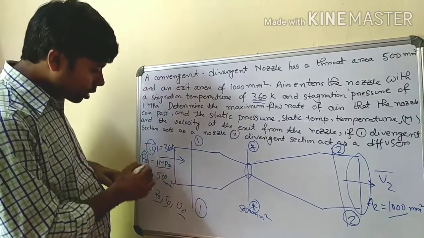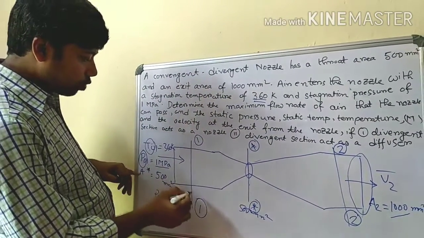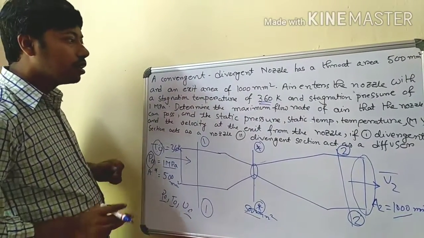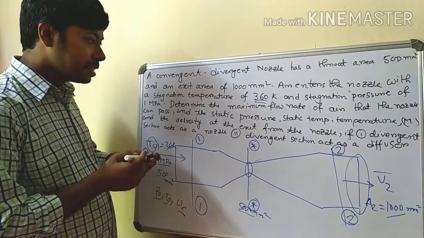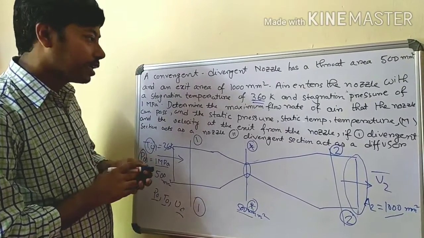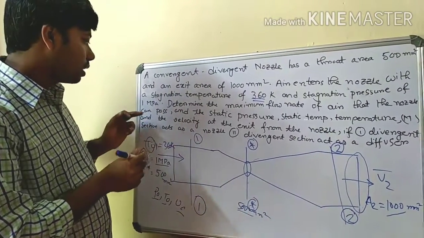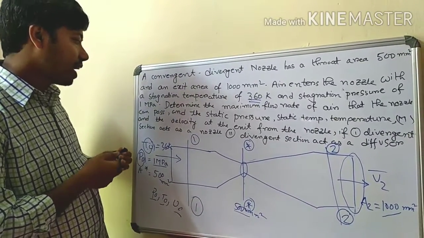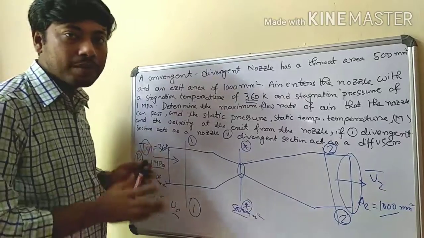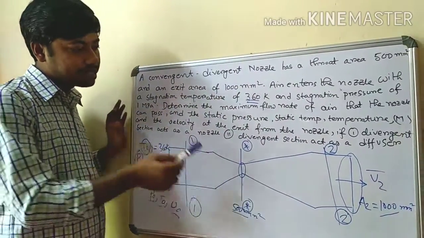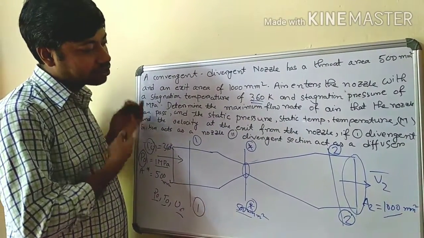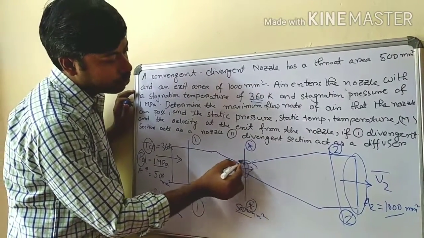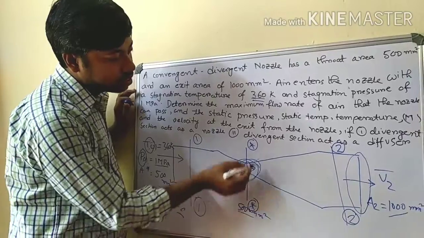And the value of A star, meaning the throat area section, is 500 millimeter square. Now you have to calculate the maximum flow rate of air that the nozzle can pass, and the static pressure, static temperature, and Mach number. So you have to calculate the maximum flow rate. Actually we already covered this topic. You know that the maximum flow rate occurs in the throat section.